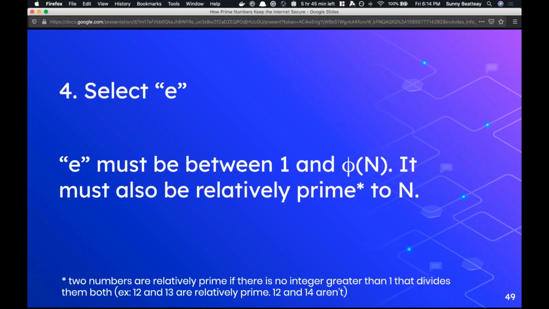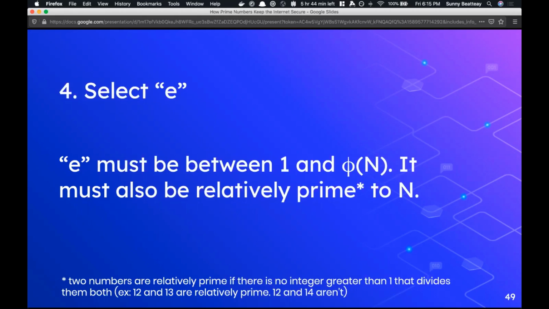As I mentioned, in order for 2 values to be relatively prime to one another, there has to be no other integer greater than 1 that divides them both. For example, 12 and 13 are relatively prime to one another because no other value except for 1 divides into 12 and 13. However, 12 and 14 are not relatively prime because the value 2 divides into both 12 and 14. That's the definition of relatively prime. So we can pick any number that satisfies this criteria: between 1 and 192 and also relatively prime to 221.